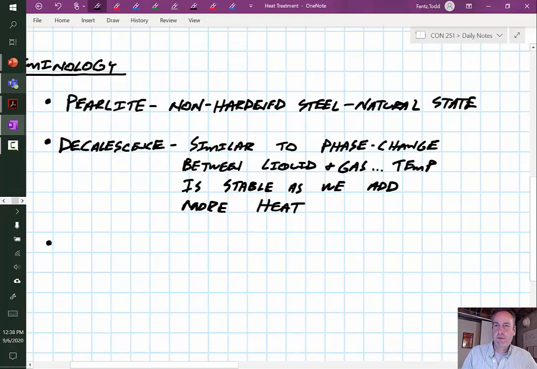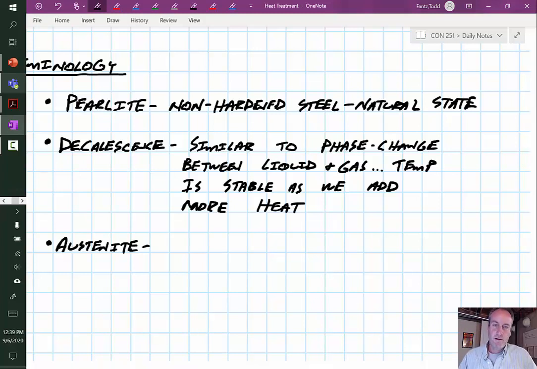Another term we should be familiar with is austenite. We're going to look at this heating up process in just a second, but just so you can get familiar with the word, the definition is similar, like we said, with decalescence, which is the point where there's a phase change. Austenite is the phase when we are above that decalescence point, but below a critical point, which would be the absolute maximum that we're looking at.